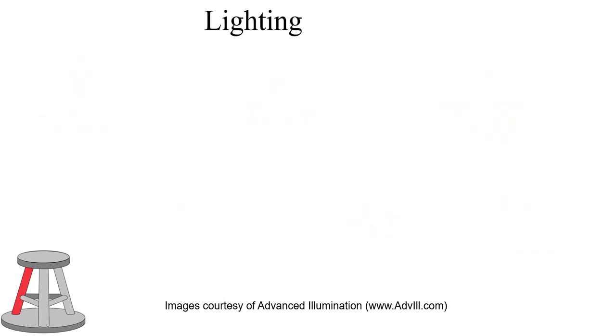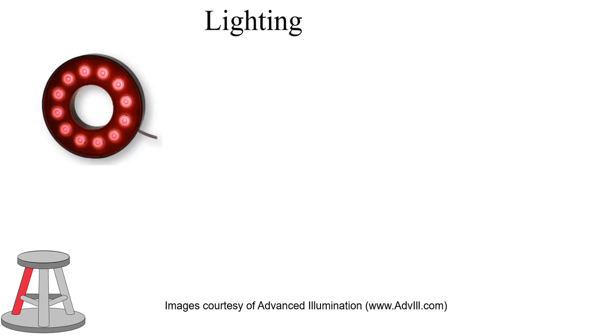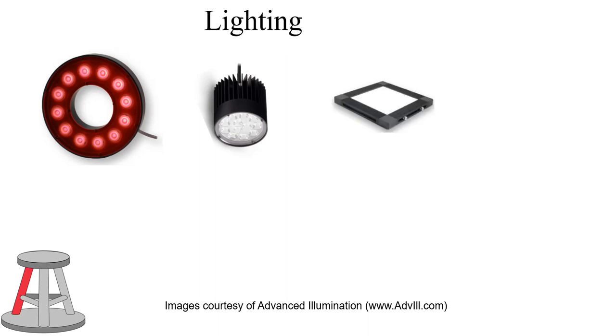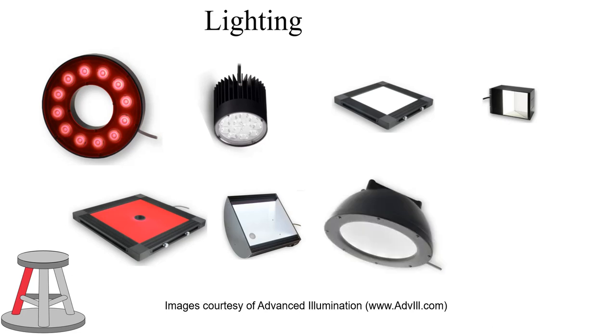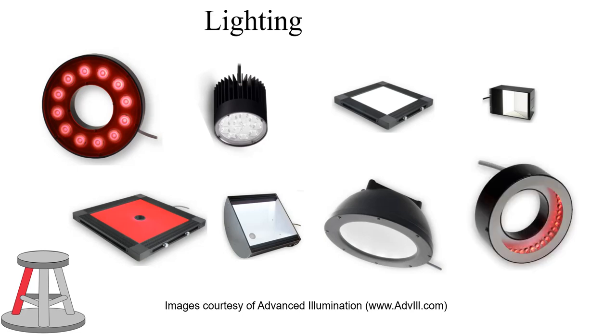Here's an overview of various kinds of lights. We've got a bright field ring light, a spotlight that could be used for bright field from above or dark field from the side, a backlight, a coaxial diffuse, a flat diffuse, a dome, another type of diffuse dome, and here's a ring light, but this one is for dark field because the LEDs are aimed toward the center of the light.